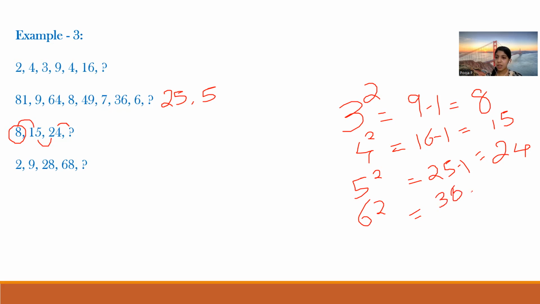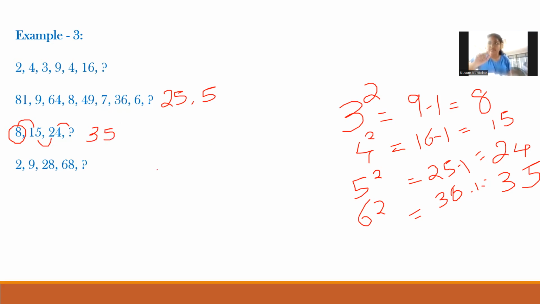Kusum, I was happy that you figured this out so quickly when you said 35, but I didn't know it was a random answer. But yeah, tell me, Kusum. Ma'am, actually, 15 minus 8 is plus 7, and 24 minus 15 is plus 9. It means 7, 9, odd numbers. So I just added 24 plus 11, so the answer comes out to be 35. Right. So both ways work. That's good to hear.